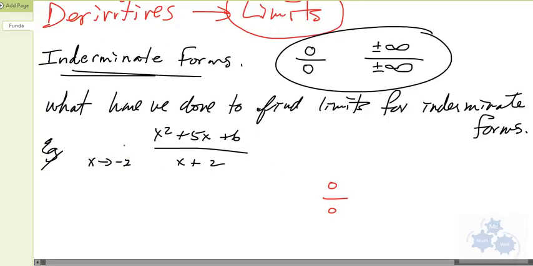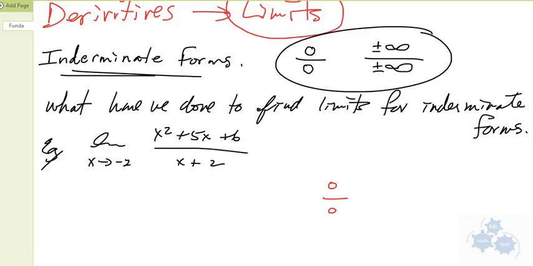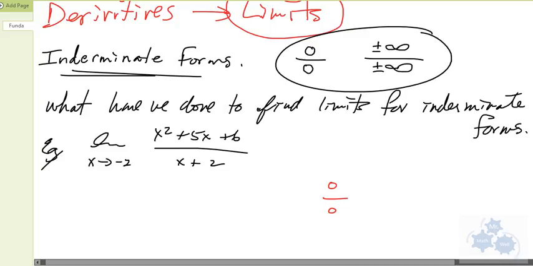What's that? Simplify, right? Okay, so factor, right? We want to see if we could factor things. So what we did is we wrote this limit as x approaches -2, and this was (x plus 2) times (x plus 3) over (x plus 2).